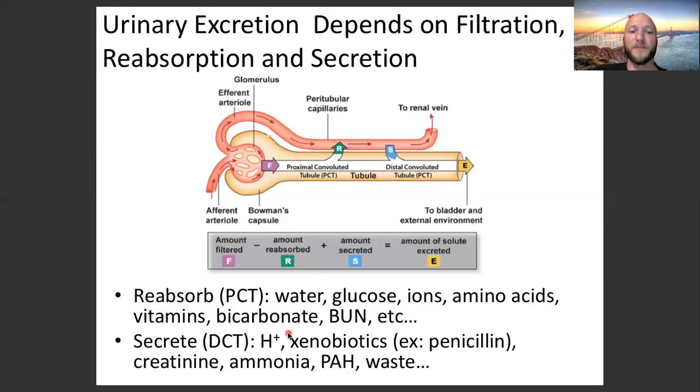Secretion mainly happens in the distal convoluted tube, DCT. We get hydrogen ions, xenobiotics like penicillin. So those are foreign biomolecules. Creatinine, ammonia, PAH, various wastes.